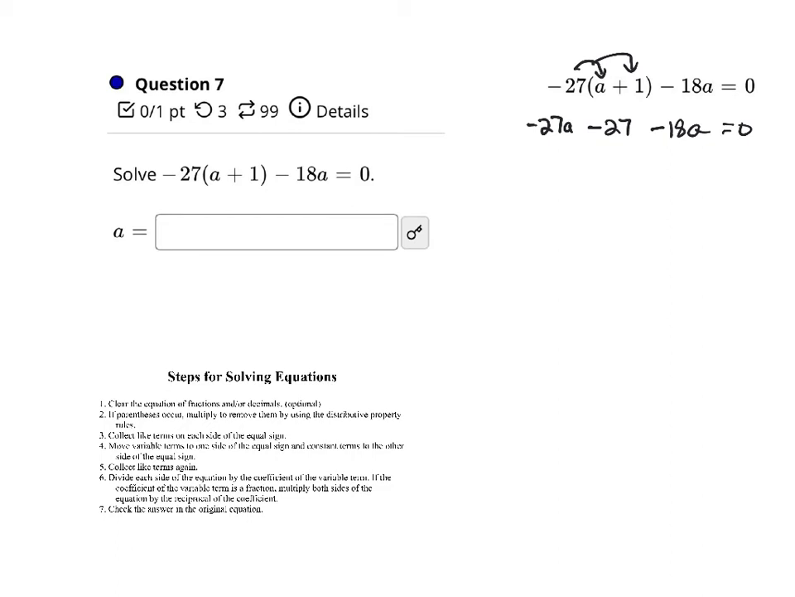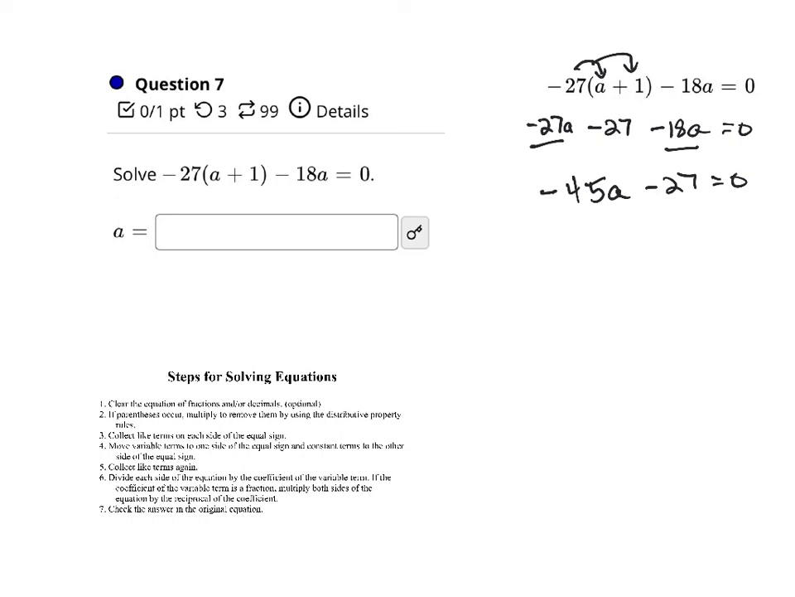So now let's collect like terms. This is an a term, and this is an a term. So negative 27a and negative 18a. Signs are alike, so we add and take the common sign. Well, the common sign's a negative. If we add 27 and 18, we will get 45a. Let's double check the math. 8 and 7 is 15, carry the 1, so that's negative 45a minus 27 equals 0. We can't combine the 27 with anything because that's an a term, negative 45a, and there's a 0 on the other side.